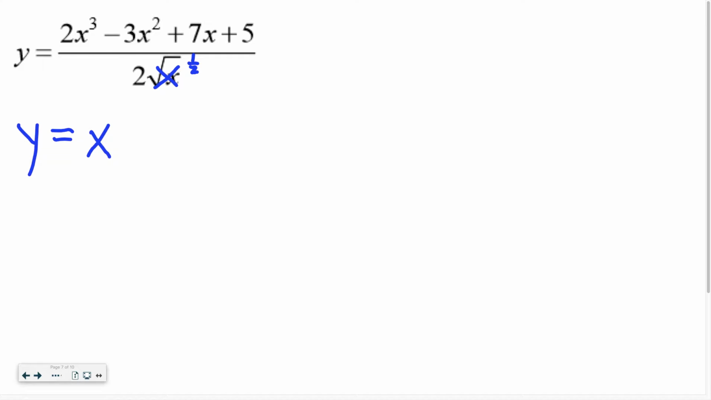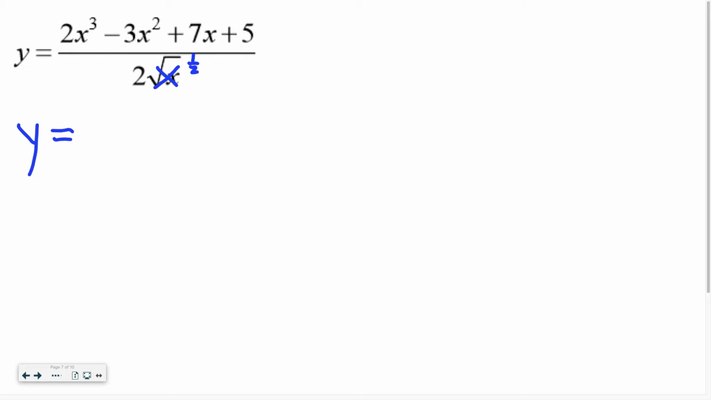X cubed divided by x to the 1/2. Flip the second guy, multiply. X to the 6? Negative 3? Oh, because you gotta subtract. So if you divide, I still don't know if I like 3/2 though. What would be 6? Oh, it's 5/2. Wait, no, because we're doing 3.